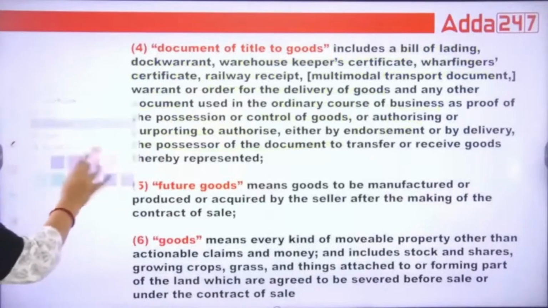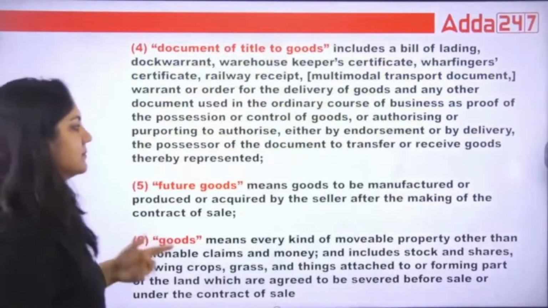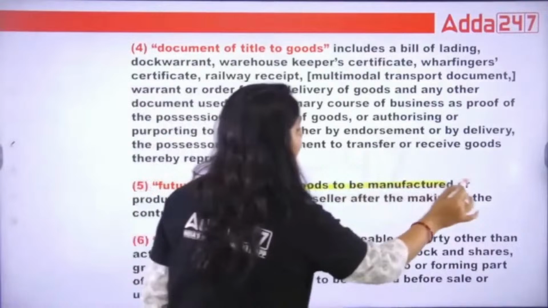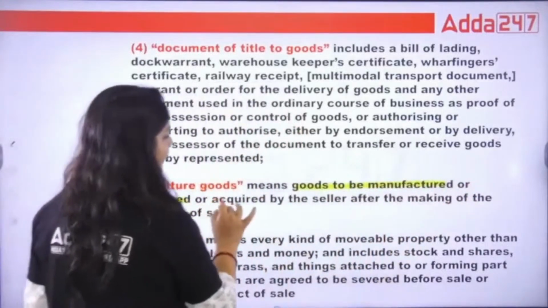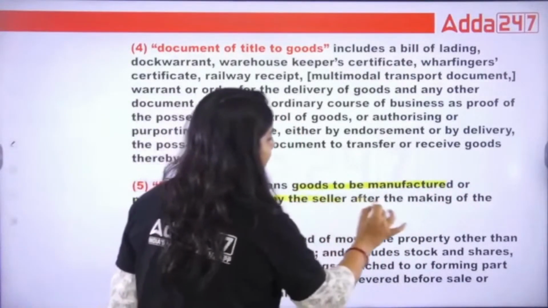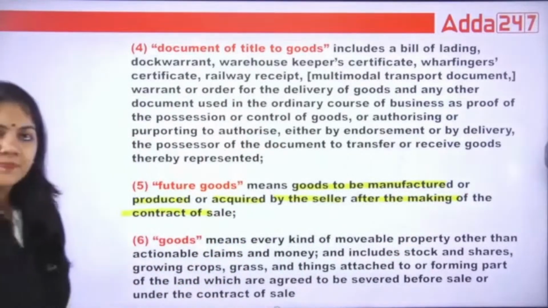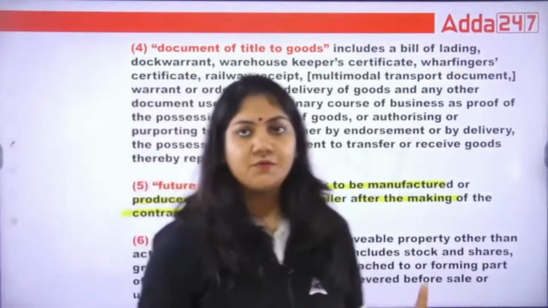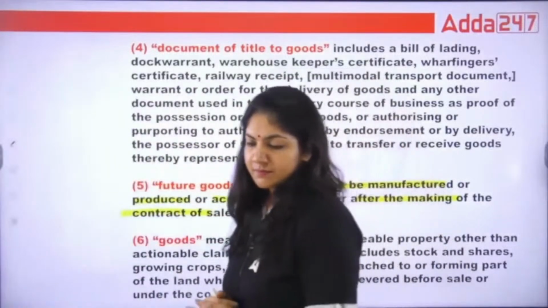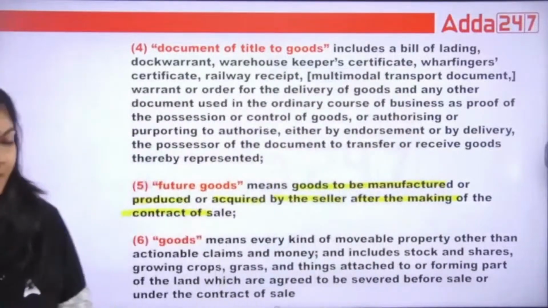Now, what is future goods? The goods to be manufactured or produced or acquired by the seller after making of the contract of sale. Future goods. One is present, second is future goods. That's it. Okay.